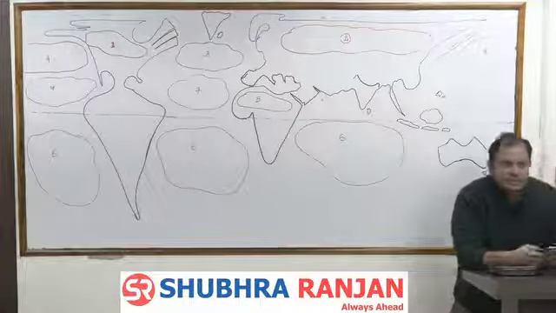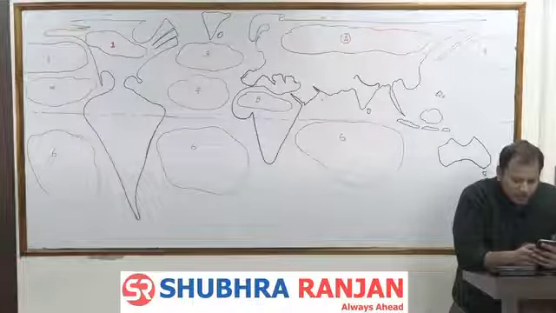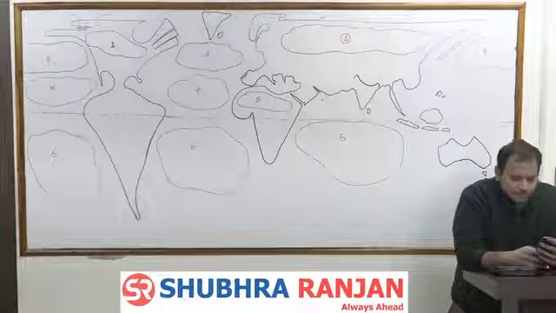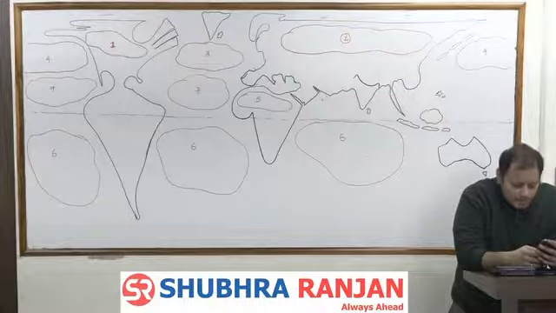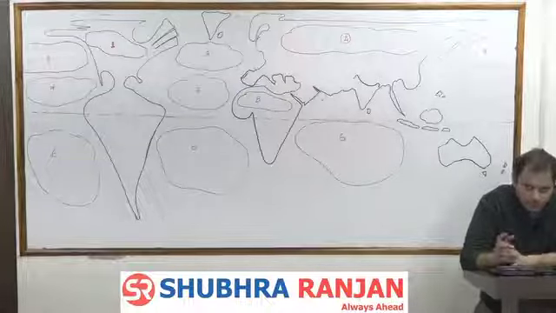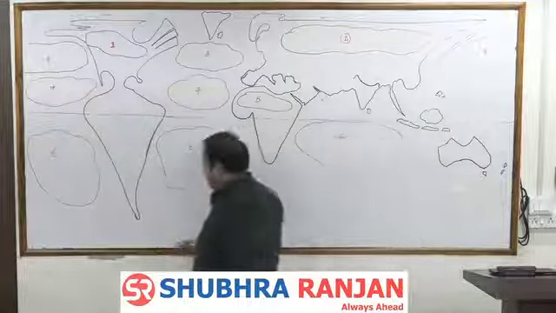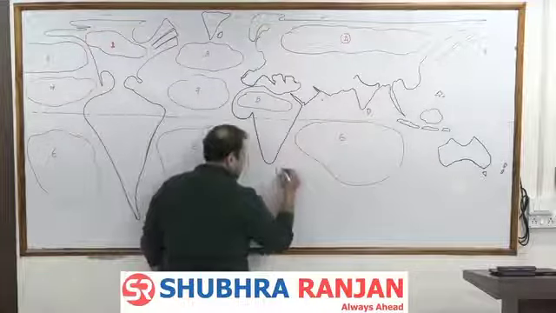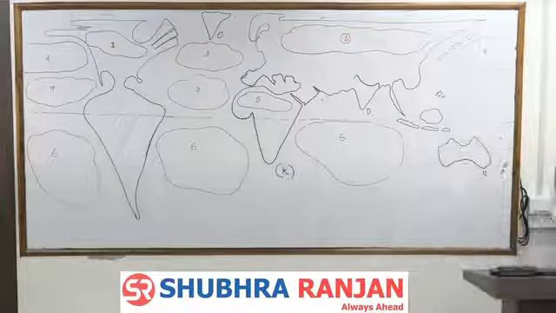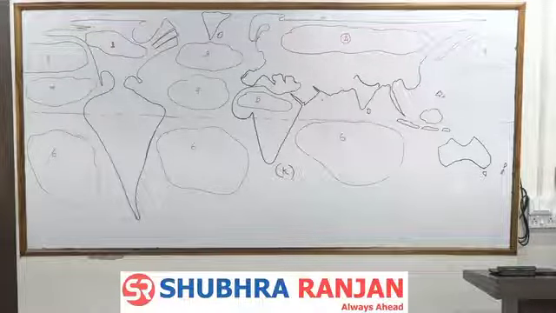Next, on the basis of temperature, the air masses are divided into one, cold air masses, write in the bracket small k, cold air masses. कौन सा होगा cold air mass?